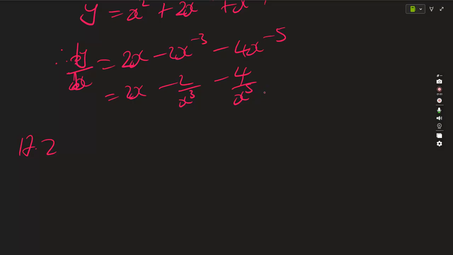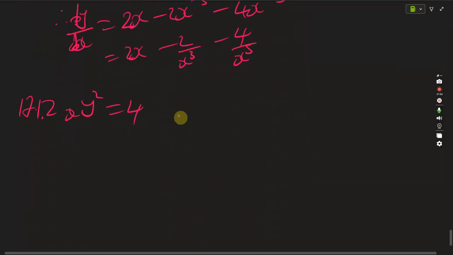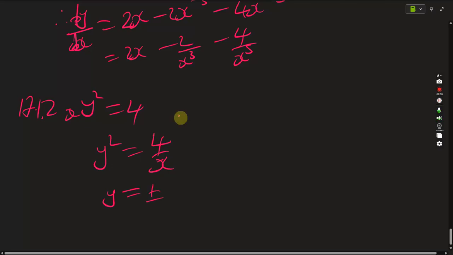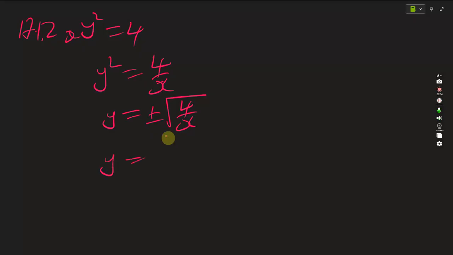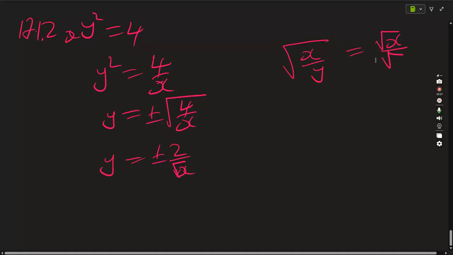So now let's look at 17.1.2. We've got x y squared equals 4, if I'm not mistaken. Yes, right. So number one, we're going to divide everybody by x, and then we have y squared equals 4 over x. Then since we've got a square there, we're going to have plus or minus the square root of 4 over x, which is going to be y equals plus or minus 2 over the square root of x. Remember, according to the laws of surds, the square root of x over y is the square root of x divided by the square root of y.